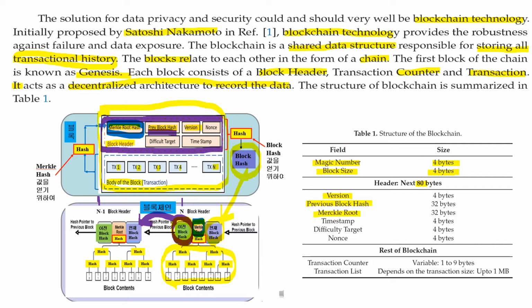This is 32 bytes. Also, there is a timestamp. This is 4 bytes. The timestamp is here. And the difficulty target. This is 4 bytes.